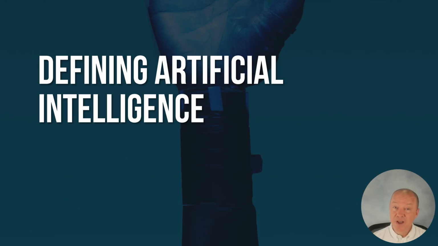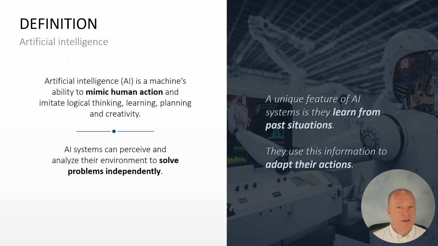Now we'll look at defining artificial intelligence. Artificial intelligence is described in many different ways. However, one approach might be that artificial intelligence is a machine's ability to mimic human action and imitate logical thinking, learning, planning, and creativity. AI systems can perceive and analyze their environment to solve problems independently of human assistance. So a unique feature of AI systems is that they can learn from past situations, and they use this information to adapt their actions in the future.